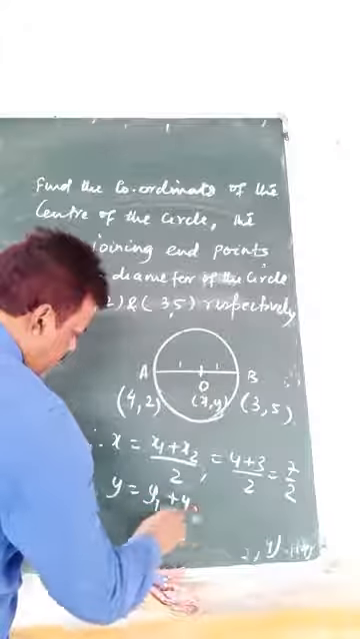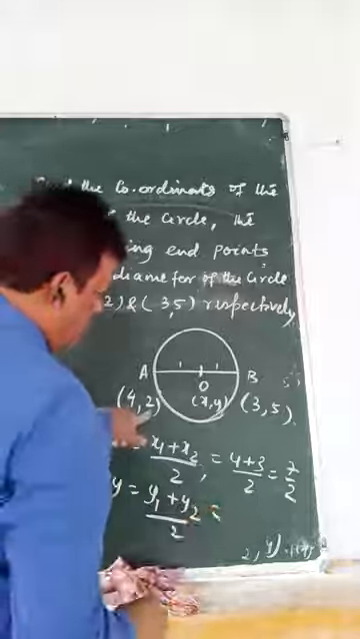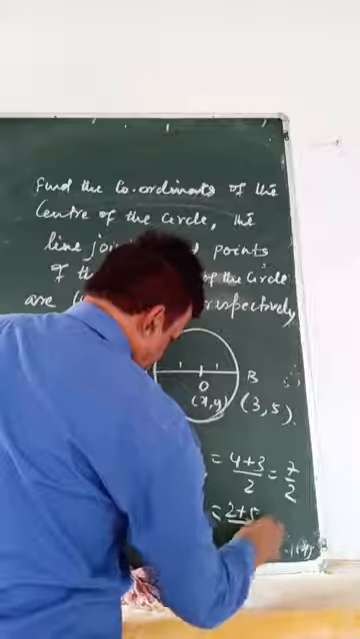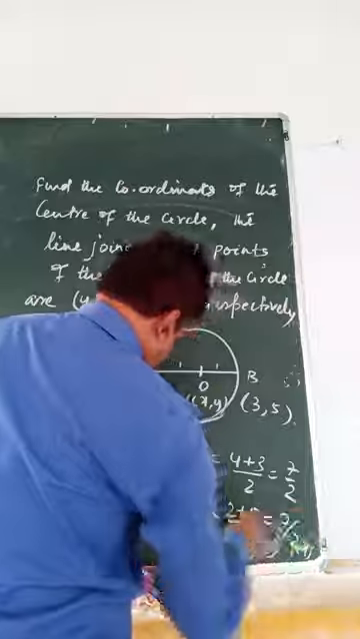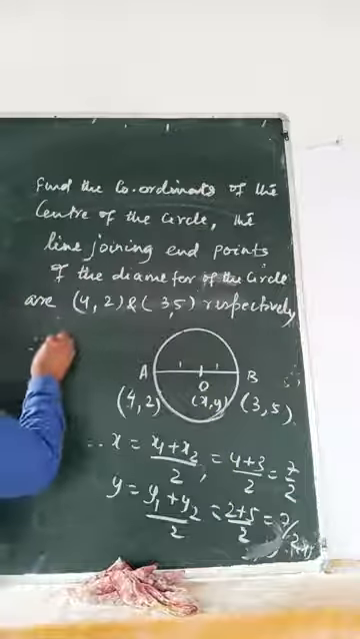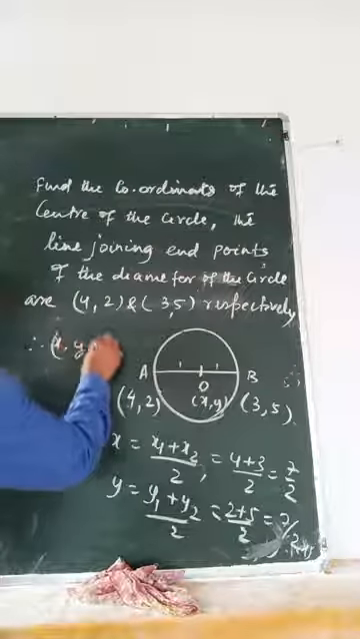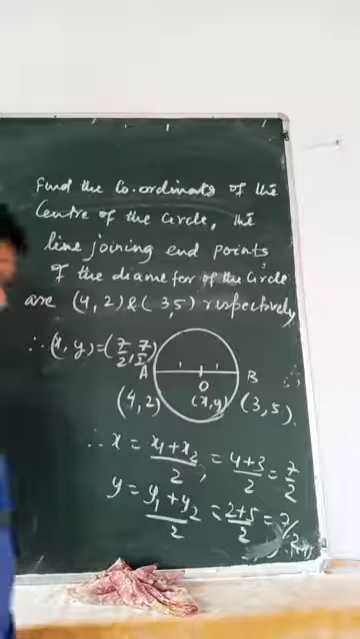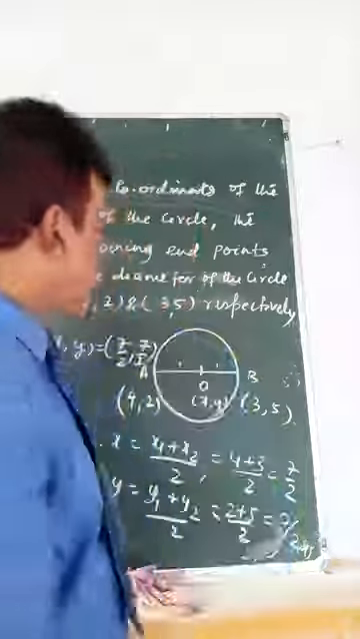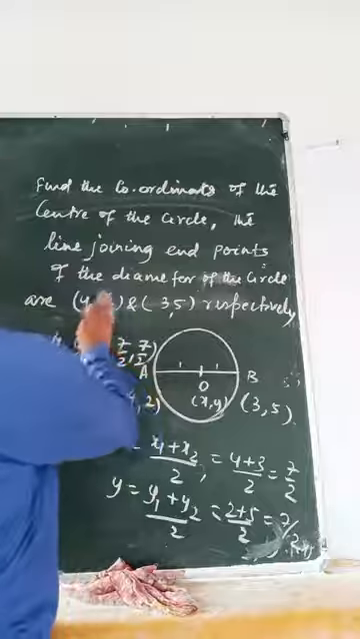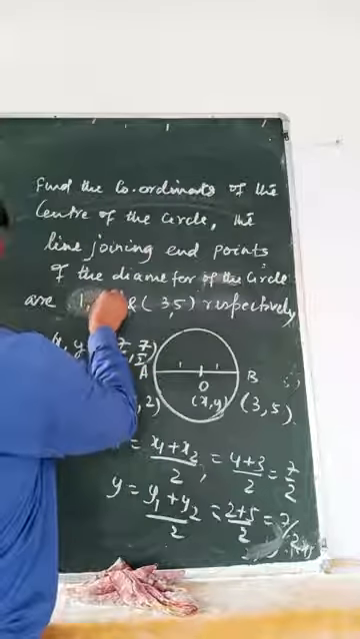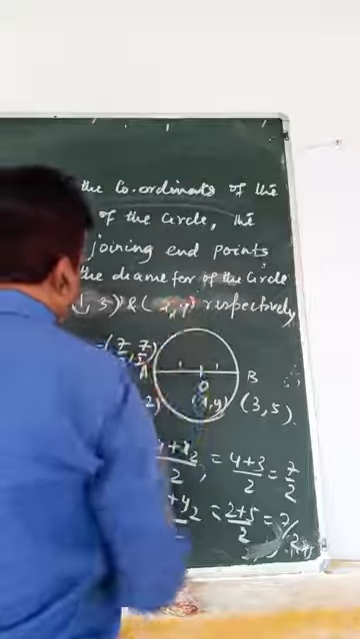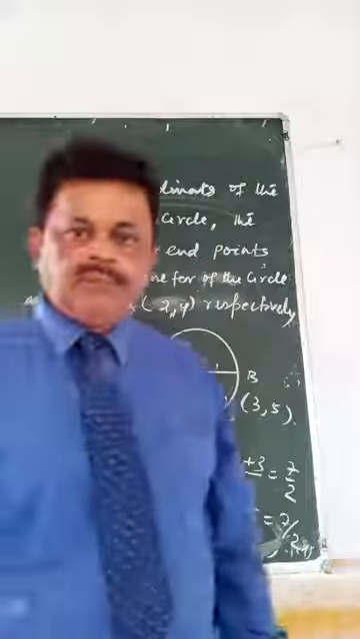y1 plus y2 by 2, 2 plus 5 by 2, that is also 7 by 2. Therefore, (x, y) is (7 by 2, 7 by 2). Okay, simple question. Try one like this: (1, 3) and (2, 4). Same formula you have to use.